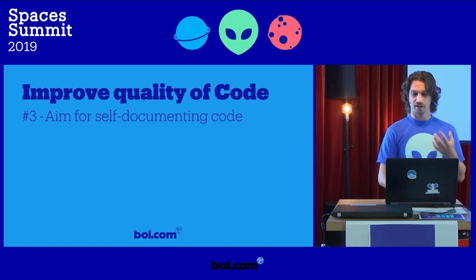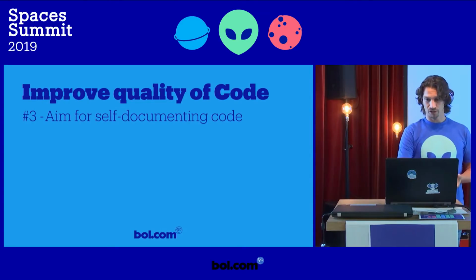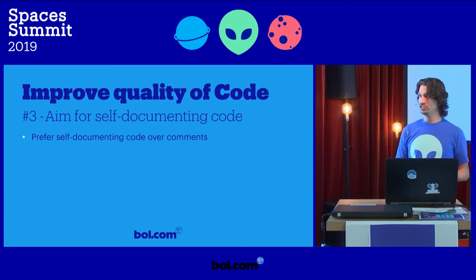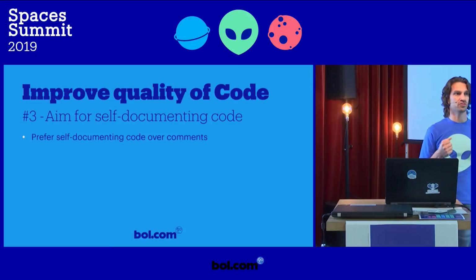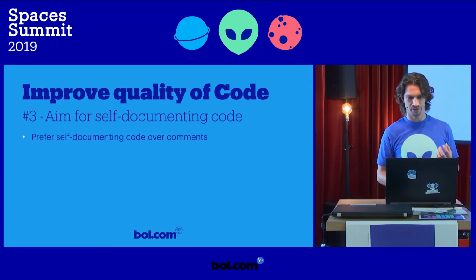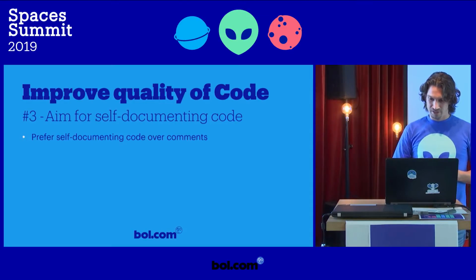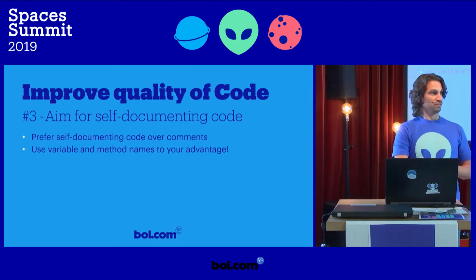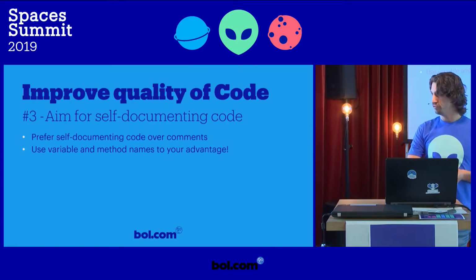As mentioned, comments tend to age quickly. So it's better to use the code itself to describe what the code is doing than to use comments for that. And that's something called self-documenting code. So the code documents itself. And we can use variable and method names for that to our advantage, as we've seen before.